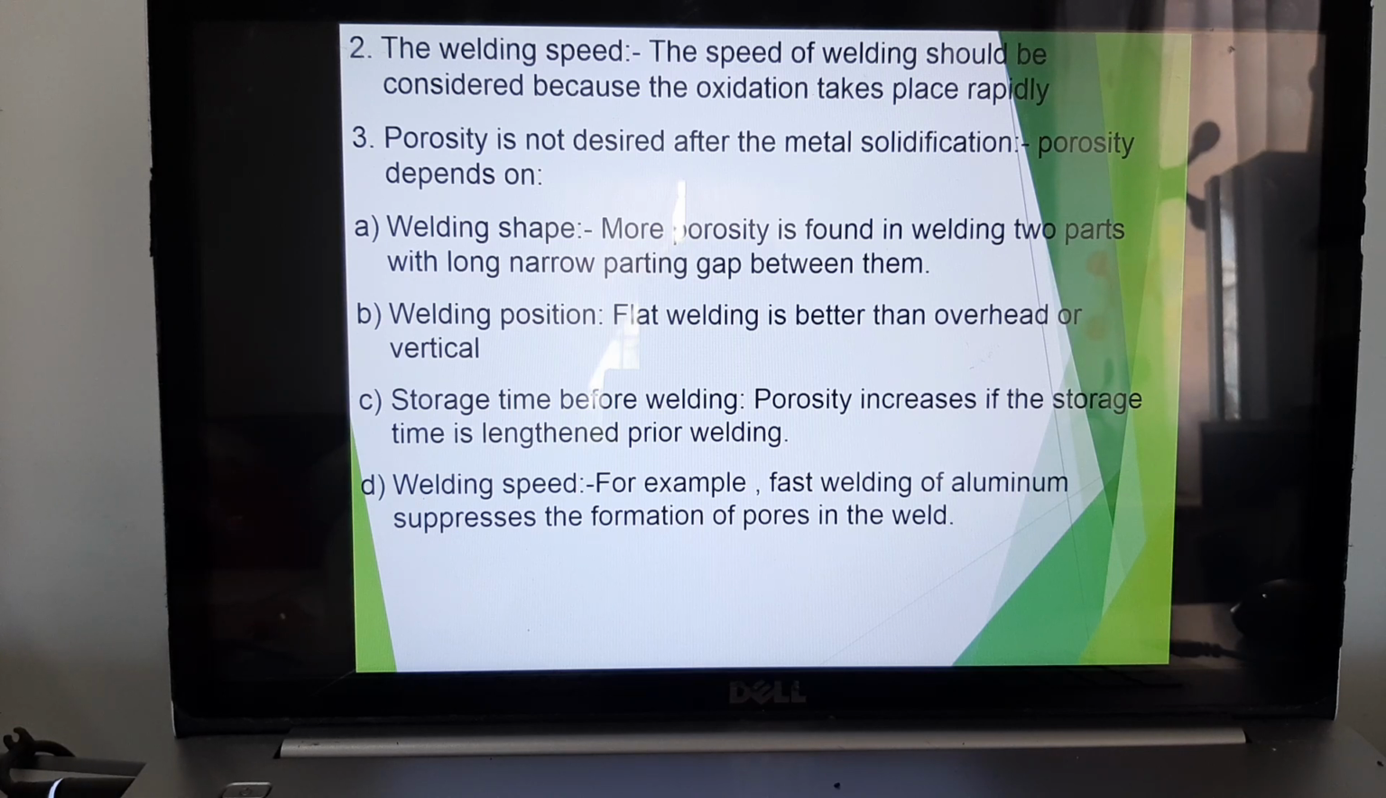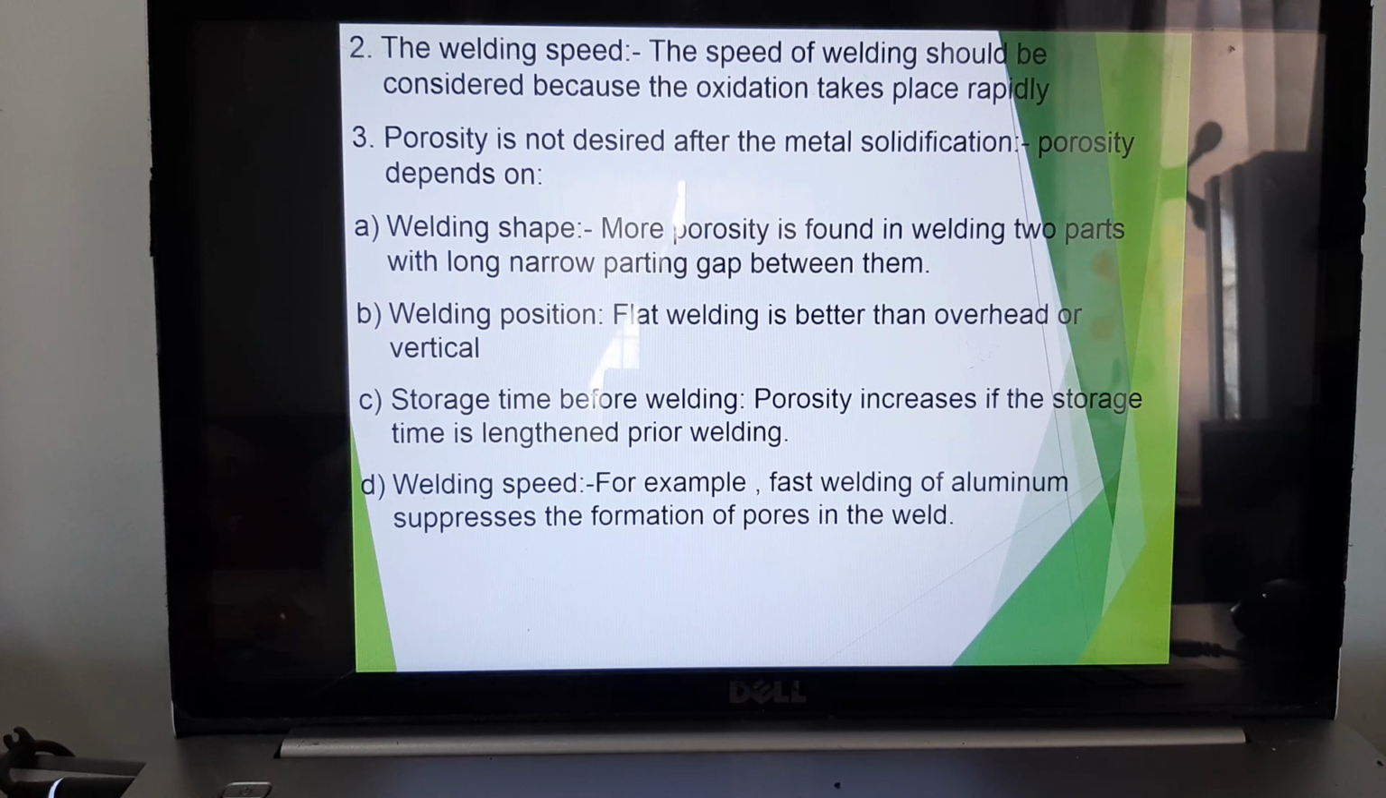Welding position. Flat welding is better than overhead welding. What is flat welding? Okay, so when you weld, the weld bead comes in the form of a crown. Okay, crown, if you remember. So the flatter the crown is, the better the welding, because when your weld has a crown, you would consider it a bad weld because the crown has actually trapped air within the weld, and it is going to weaken the weld.